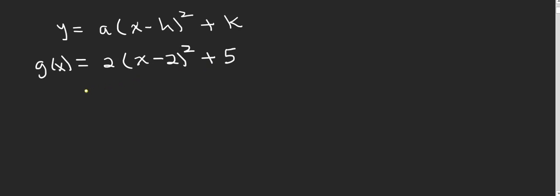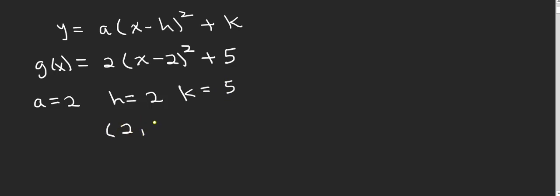What about this example? This is in vertex form. So a is going to be 2. Now h is going to be 2. So you have a minus over here. What about k? K is going to be 5. So your vertex is going to be 2, 5. I'm sure you already noticed, if it's in vertex form, the vertex is very easy to find. What about the axis of symmetry? X equals 2.